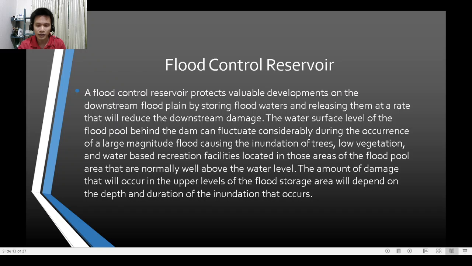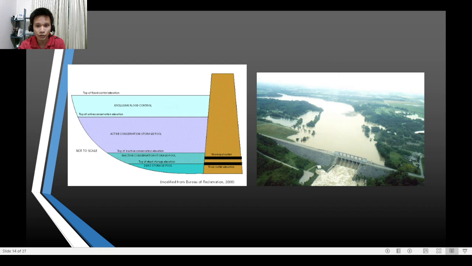So inundation, classmates, is an overwhelming amount of water or overwhelming amount of rain. So mao ni siya flood control reservoir. So gina same siya sa flow through dams nga gina restrict niya ang amount of flow nga mogawas siya. So controlling the floodwater.